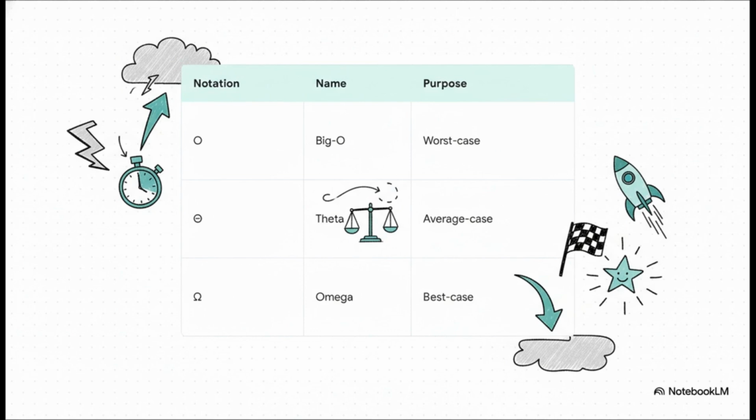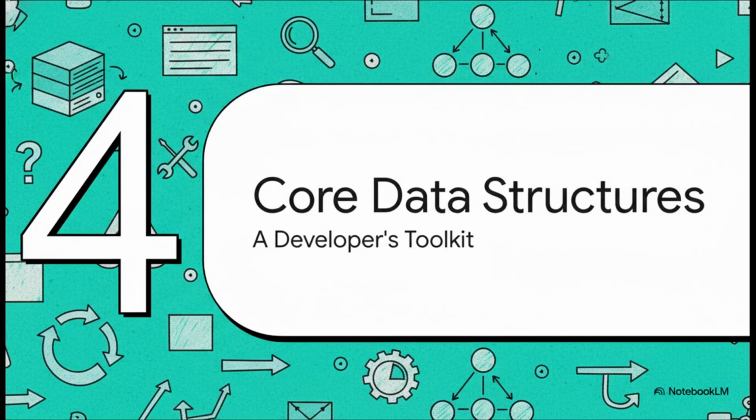Then you've got Theta, which is kind of the realistic average case. And Omega is the best case, when all the stars align. But we usually plan for the worst, which is why Big O is so important. So now that we have a way to measure performance, let's actually open up the toolkit and look at some of the most fundamental data structures you're going to see everywhere.